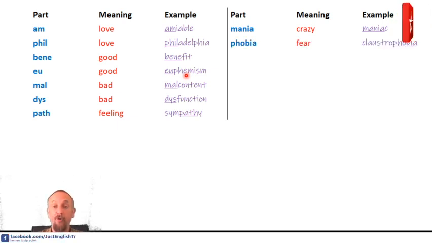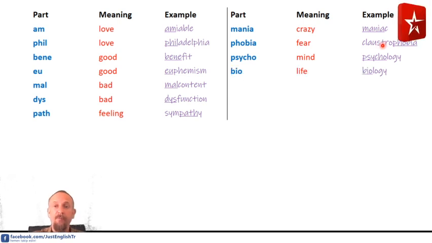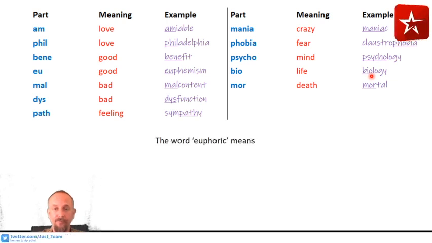Then we have phobia, which means fear or the fear of. And we've got claustrophobia, which means, I think, fear of closed spaces, if I remember correctly. Then we have psycho, which means mind. And we discussed this earlier, psychology, the study of mind. Then we have bio. Again, we've got the same suffix here, ology, meaning the study of life. Then we have mort, which means death, as in a mortal. A mortal is someone who's going to die. We are all mortals.